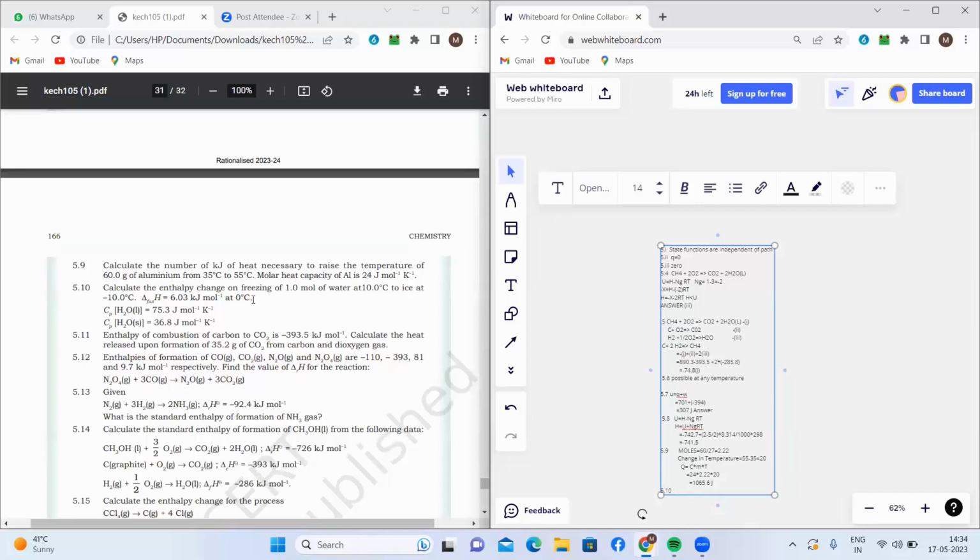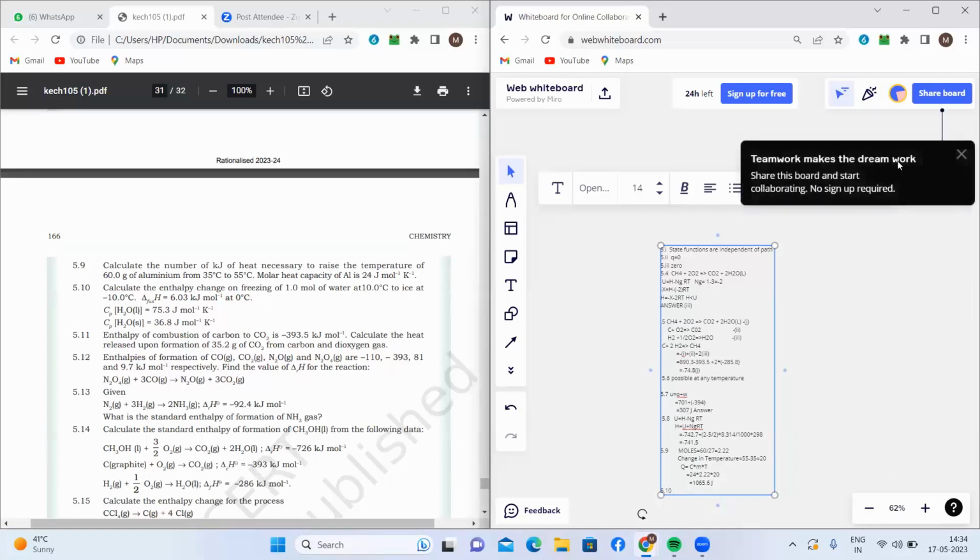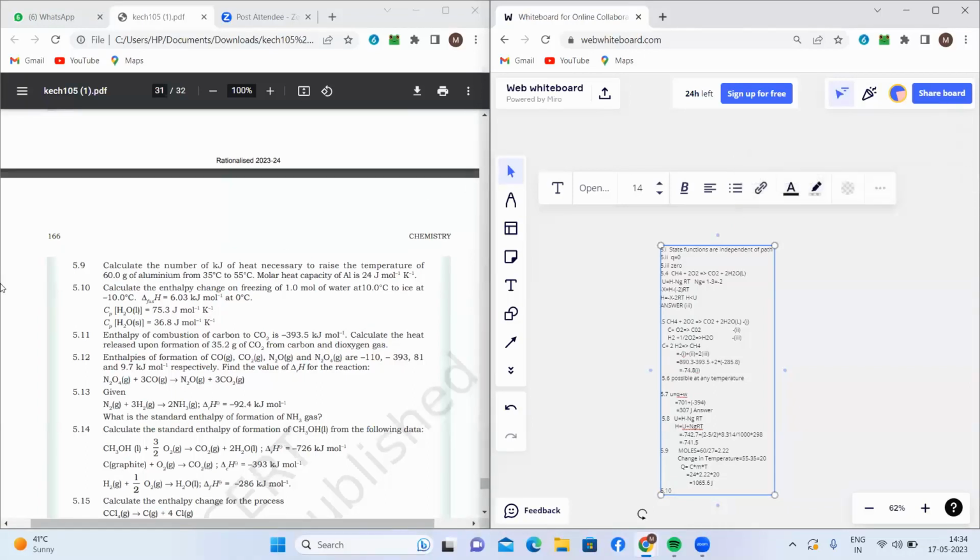5.10. Okay, so what is the question? In this question, we have given that one mole of water at 10 degree Celsius, we have to change it to ice at minus 10 degree Celsius. And all the values have been given, like delta Cp, Cp of H2O solid, Cp of H2O liquid. We just have to calculate what the enthalpy change will be when we freeze 1 mole of water at 10 degree Celsius into 1 mole of ice at minus 10 degree Celsius. So let's do this question.